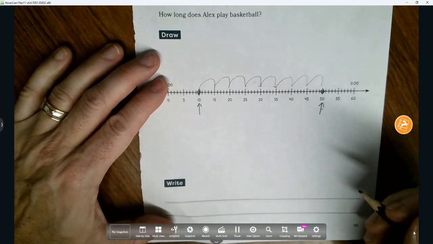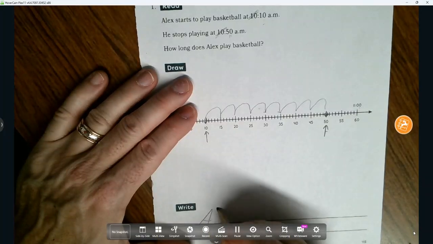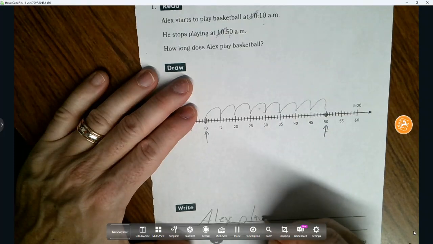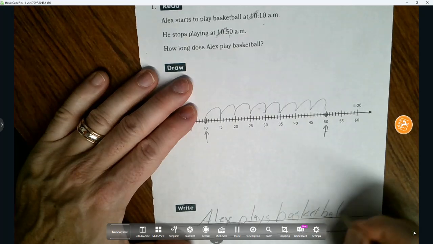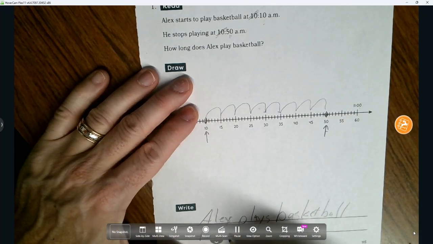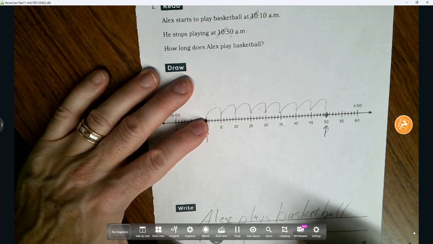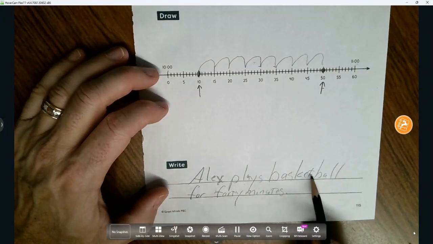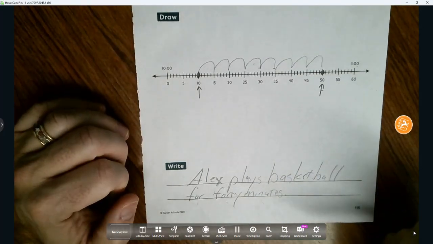So down here you have to write it. All right? How long does Alex play basketball? So you're going to write Alex plays basketball for 40, F-O-R-T-Y, minutes, M-I-N-U-T-E-S. There's your answer. Alex plays basketball for 40 minutes. You wrote it, you showed it, you got it right.